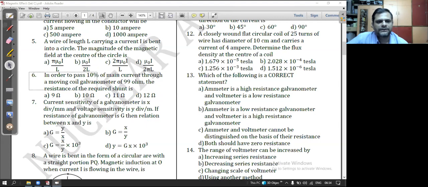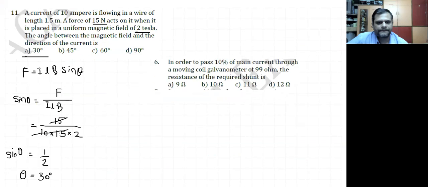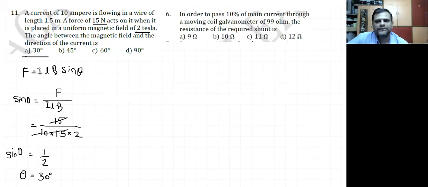See here, you can just work out this question. In order to pass 10% of main current through a moving coil galvanometer of 99 ohm, the resistance of shunt required is. Okay, so that means we want to find out the shunt resistance here.